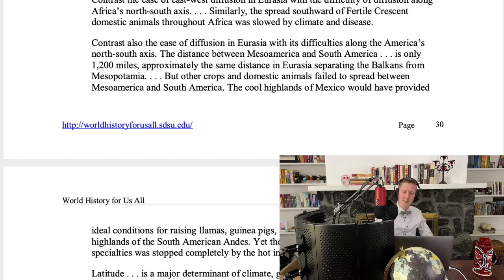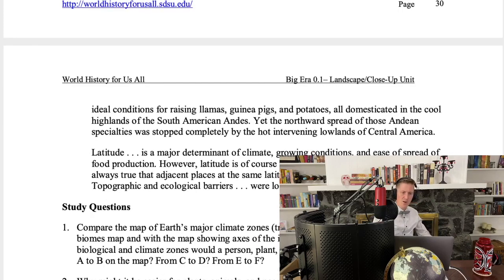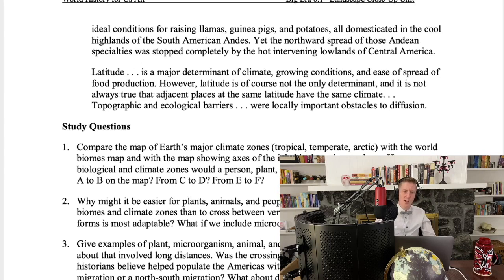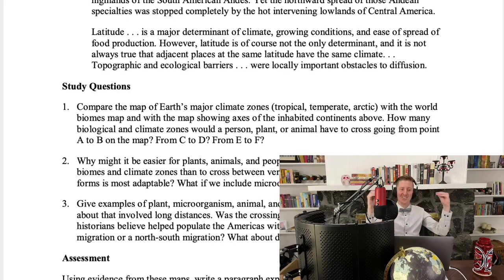The cool highlands of Mexico would have provided ideal conditions for raising llamas, guinea pigs, and potatoes, all domesticated in the cool highlands of the South American Andes. Yet the northward spread of those Andean species was stopped completely by the hot intervening lowland of Central America. Latitude, that east-west line, is a major determinant of climate, growing conditions, and the ease of spread of food production.